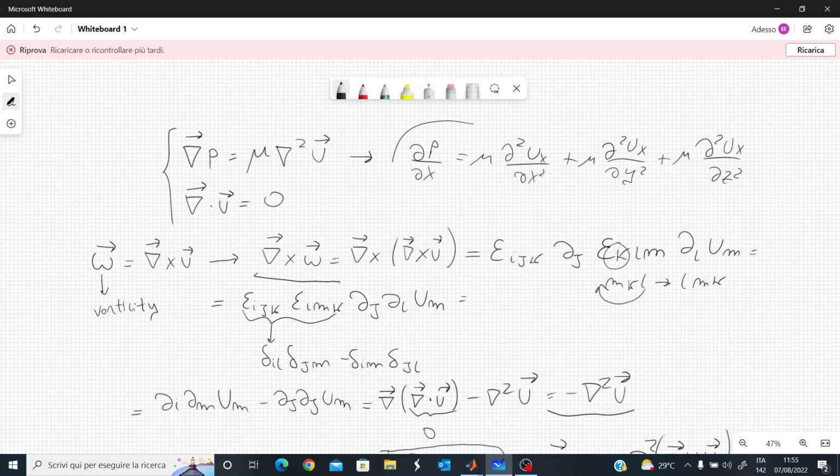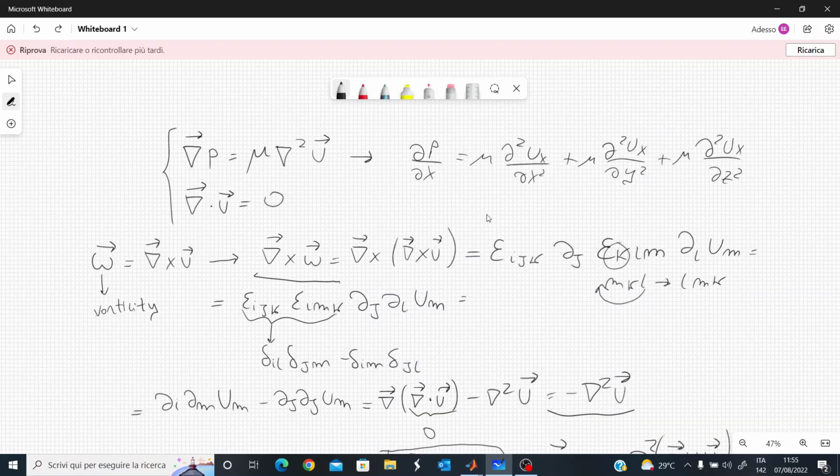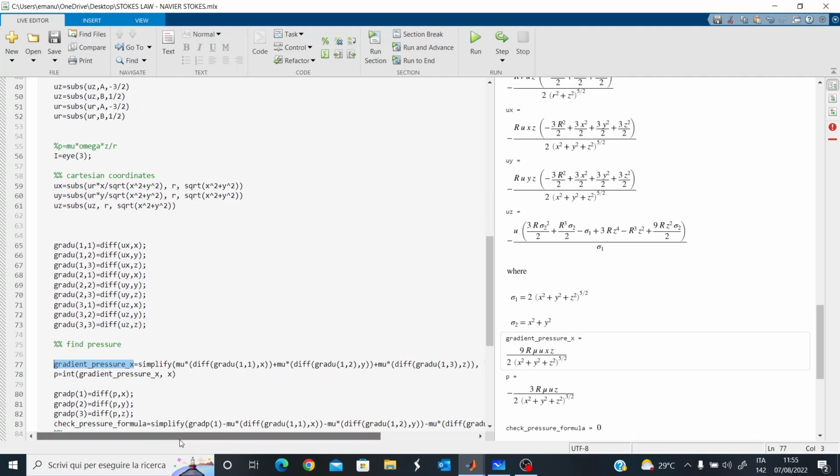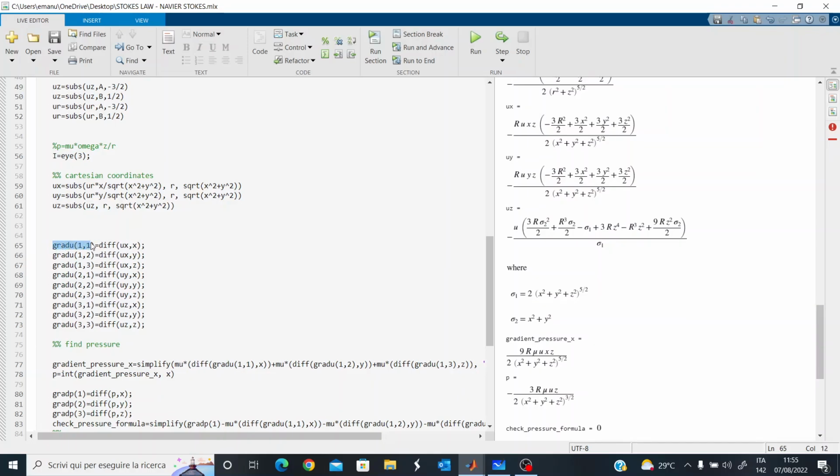I have rewritten this in Matlab because now I know ux and I can calculate these three derivatives here: the second derivative of ux with respect to x, the second derivative of ux with respect to y, the second derivative of ux with respect to z. And it's this expression here, mu times the derivative of the gradient 1, 1. If you check this expression here, the gradient of u 1, 1, this will be a matrix in this case.